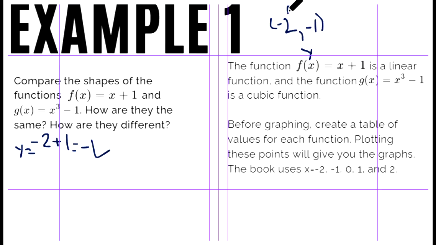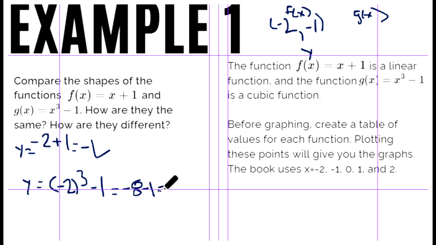This is for the f of x. And then to find the coordinate point for g of x, you take the g of x formula, replace g of x with y, and replace the x with our x value, which for our first one is negative 2. Make sure the negative goes inside the parenthesis. Cube that and subtract 1. Negative 2 times negative 2 is positive 4, times negative 2 is negative 8. Negative 8 minus 1 gives you negative 9. So your first point for g of x is negative 2, negative 9, okay?